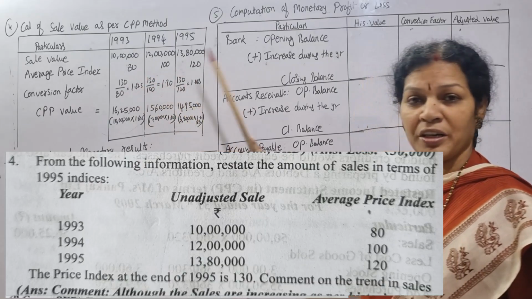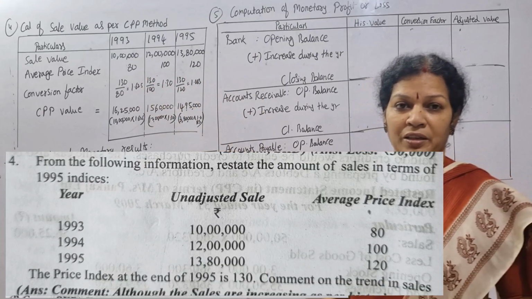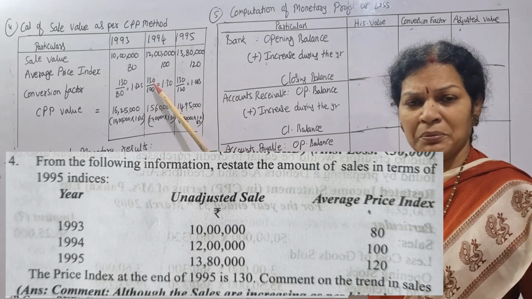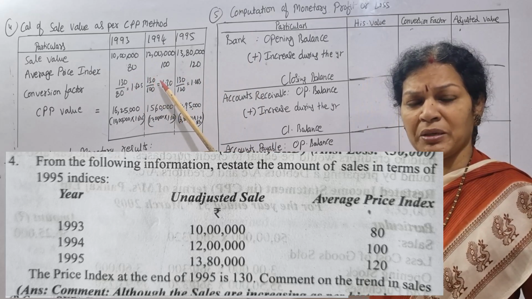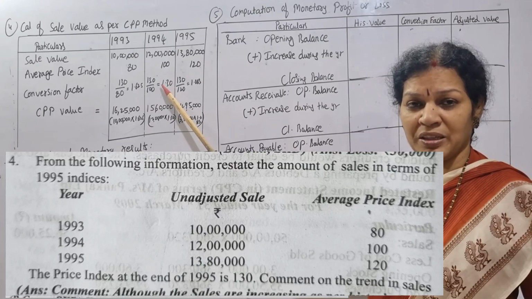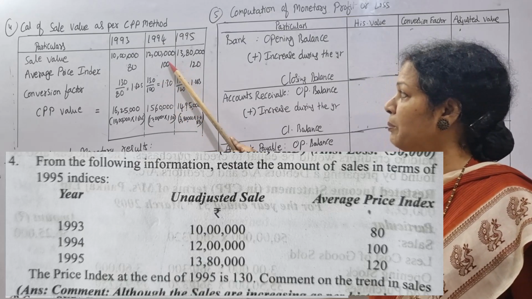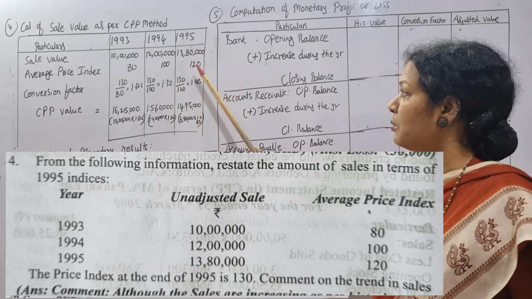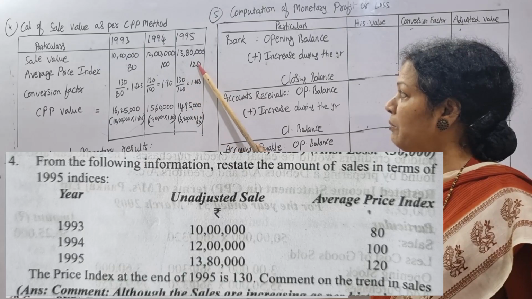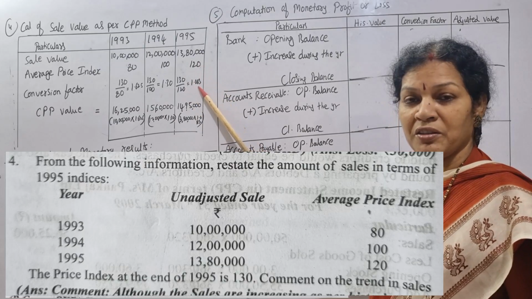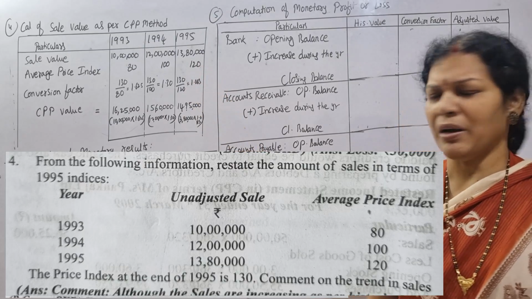In the same fashion, we calculate 94 and 95. 130 is common, always on the top, because the current year index is 130, the end of 1995. So 130 divided by 100 is 1.30. And in the same way 130 divided by 120 is 1.083.